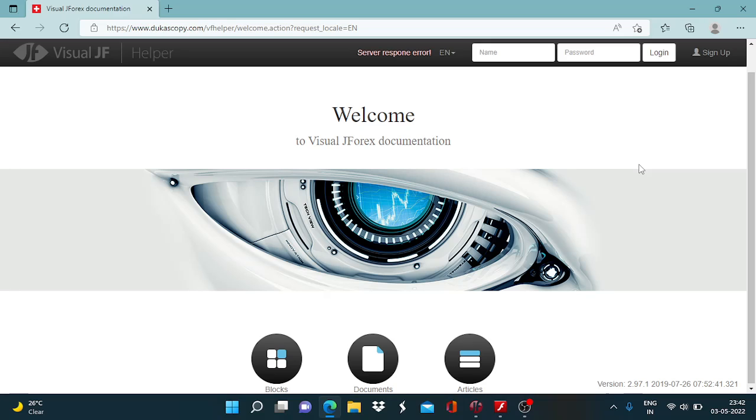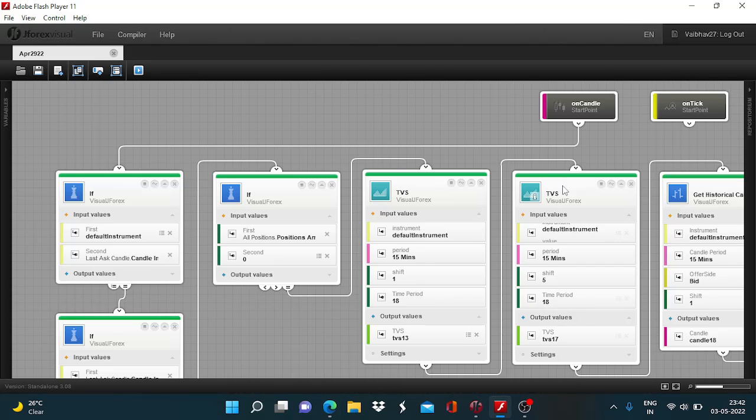Myself Vaibhav. I welcome all of you to today's session of Visual JForex, in which we will continue our work using the indicator time series volume TVS. So let us now head to the Visual JForex board, which has been developed by the Dukascopy Bank SA to make the algorithm development as easy as possible.